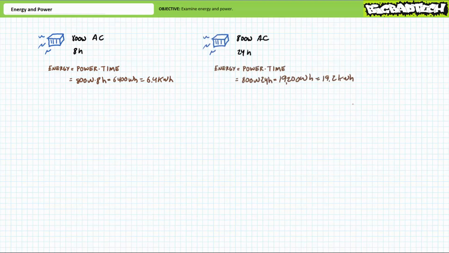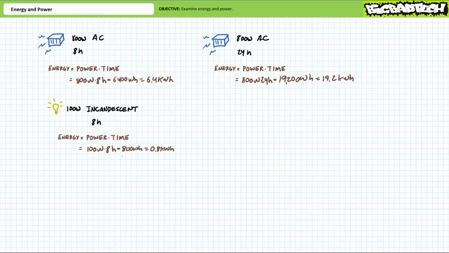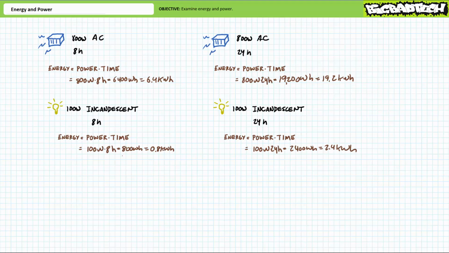If, however, you left the 800 watt air conditioner on all day, or 24 hours, you'd be billed for 800 times 24, or 19,200 watt hours, or 19.2 kilowatt hours of energy. Consider a 100 watt incandescent bulb used for 8 hours a day. This bulb uses 100 times 8, or 800 watt hours of energy, or 0.8 kilowatt hours of energy. If you were lazy and left it on all day, or for 24 hours, you'd be billed for 100 watts times 24 hours, or 2,400 watt hours, or 2.4 kilowatt hours of energy.